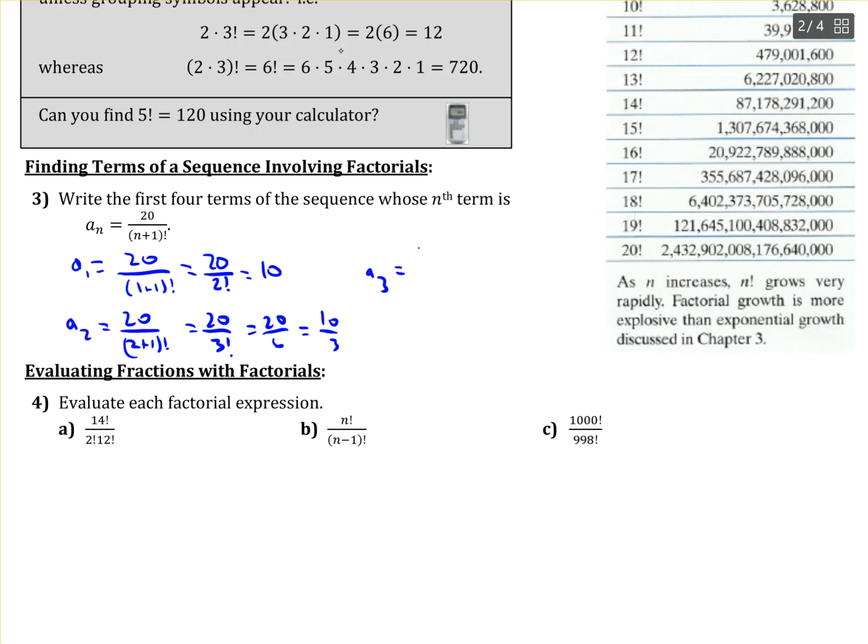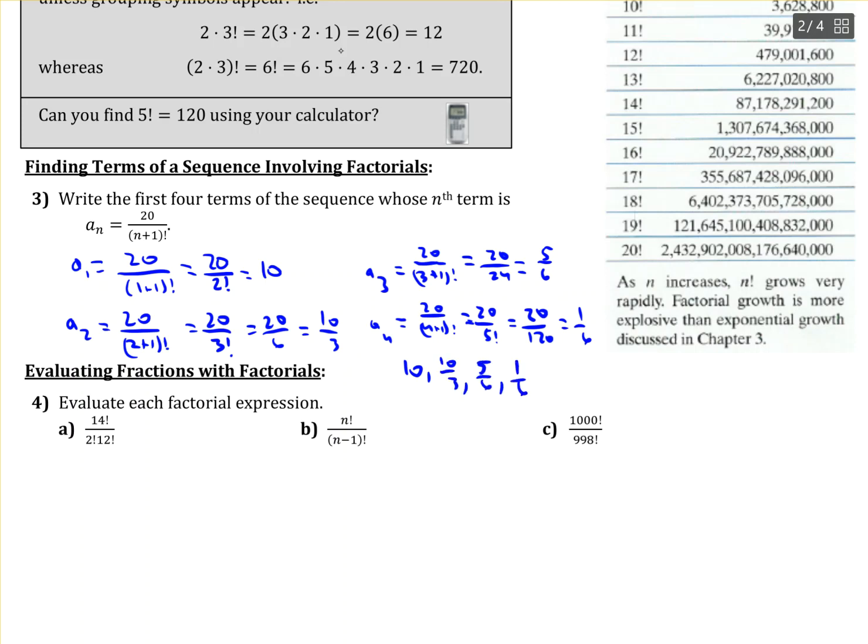a3 is going to be 20 over 3 plus 1 factorial, which is 4 factorial, which is 24. I can divide top and bottom by 4, and I get 5/6. a4, finally, so 20 over 4 plus 1 factorial, which is 20 over 5 factorial, and that's equal to 20 over 120, which is equal to 1/6. So 10, 10/3, 5/6, 1/6.